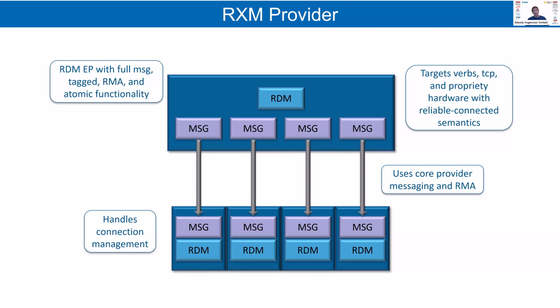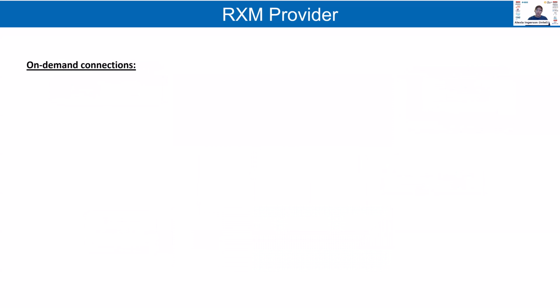So the target use case for the RXM utility provider is basically any hardware with a reliable connected semantic, such as verbs and TCP. Obviously, if we're talking about hundreds of nodes in our usual landscape, we don't want RXM to assume that we're going to be talking to everybody. So one of the things that RXM does to reduce the number of active connections is it creates connections on demand, just as needed. So here's an example of what that on-demand connection management would look like, to illustrate how RXM might use a message endpoint underneath without the application's knowledge.